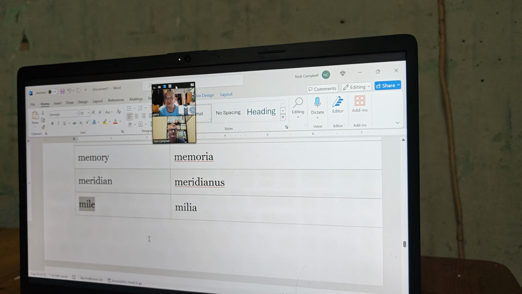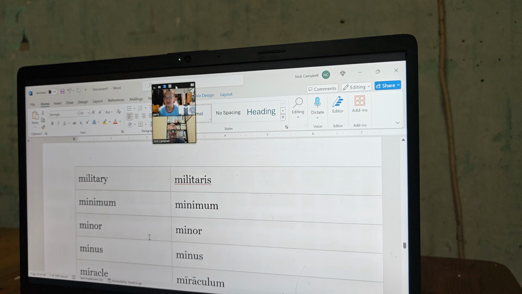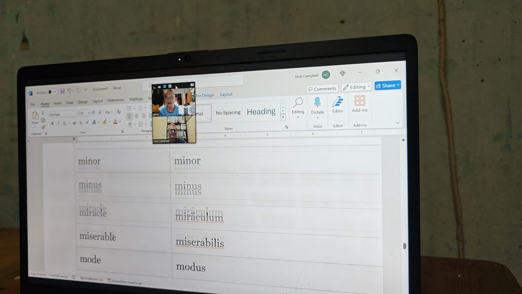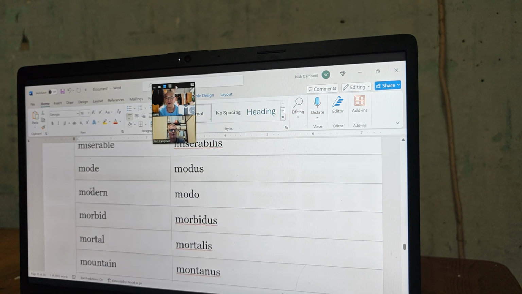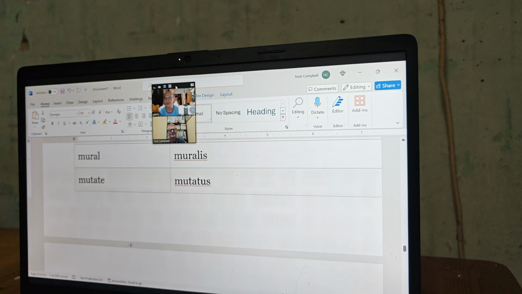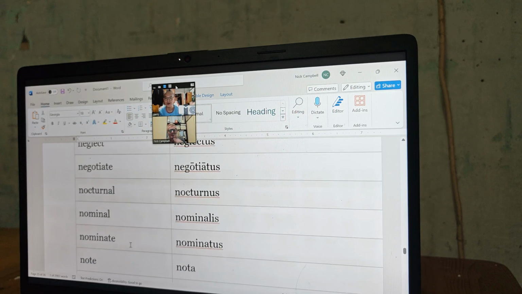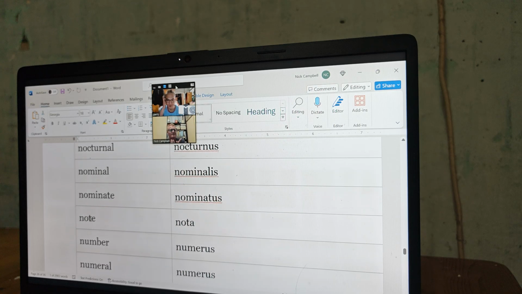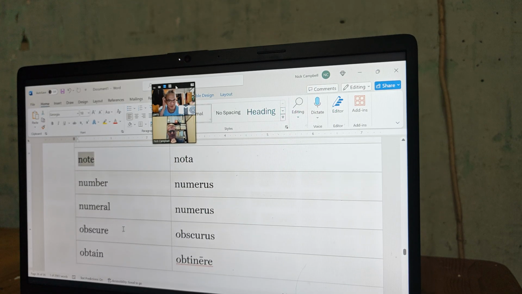Mile, a mile is a distance, like a kilometer. Minor, miracle, minor, whatever. It's modern, mountain. It just goes on, right? There's so many that we have here. Note, number. Because we learned all these things from the Greeks and the Romans.